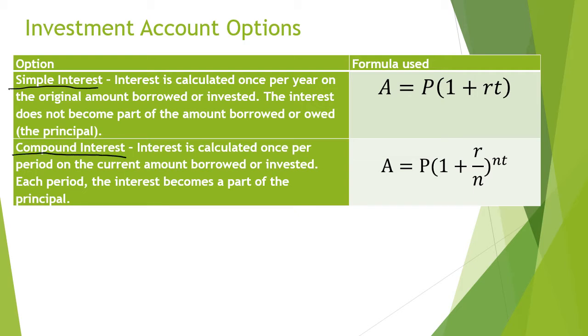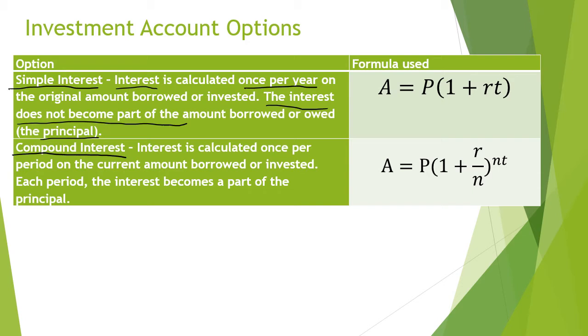Now, simple interest is when the interest is calculated once per year and the interest does not become part of the principal after the first year. The equation that is used to find the final amount of money is A, the final amount or balance, equals P, the principal, times 1 plus the interest rate times T, in years.